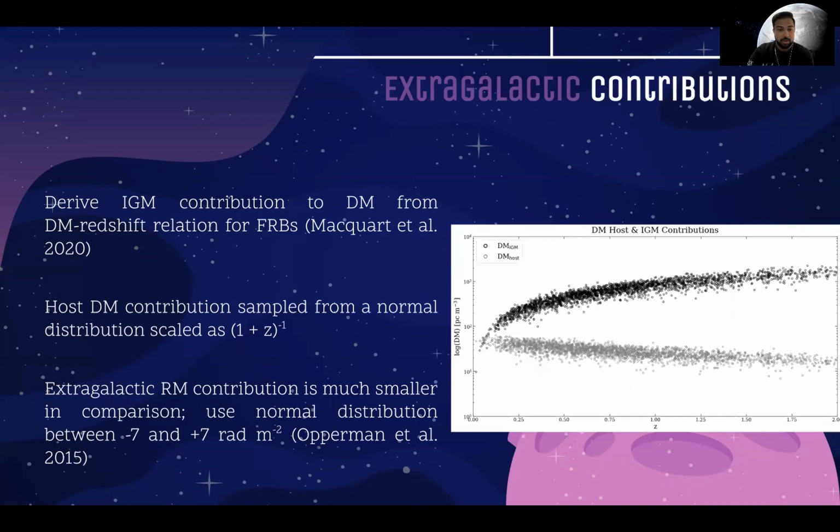And for the extragalactic RM contributions, we follow Oppermann et al. 2015, and using their results, we sample from a normal distribution between -7 and +7 radians per meter squared. And for any given line of sight, we just sample from that distribution and use that as our extragalactic RM.